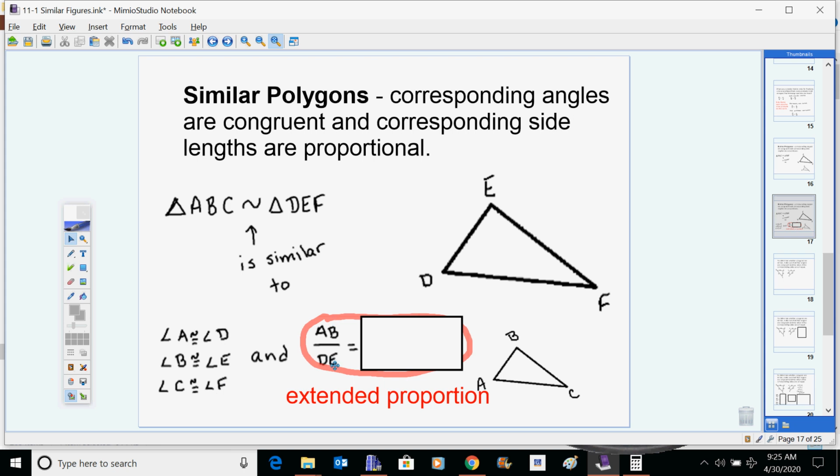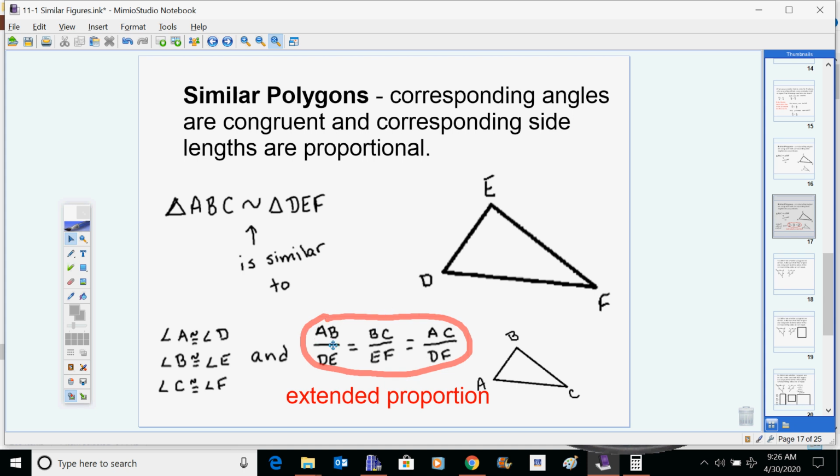When we look at the proportion, AB matches with DE. AB goes with DE. Go back to the little one. AC goes with DF, and BC goes with EF. So even though BC and EF aren't equal, you can see that their ratio equals this ratio. Okay? And AC goes with DF. And they are all equal.